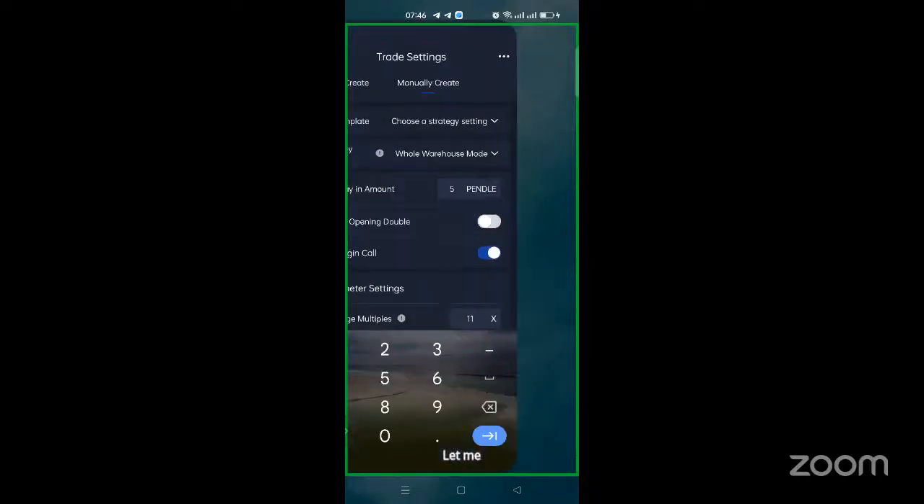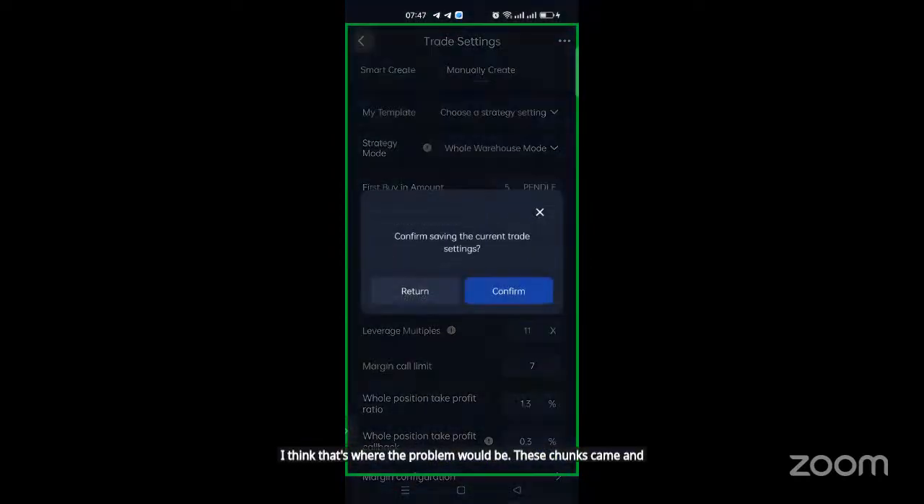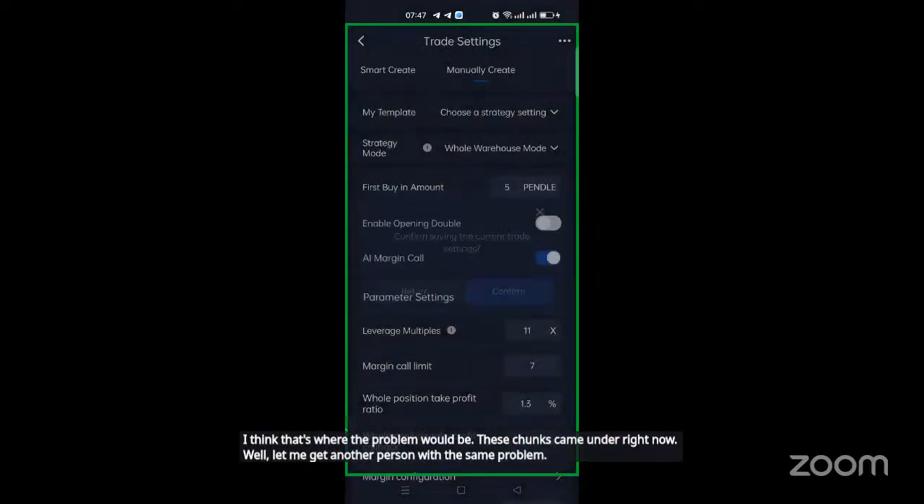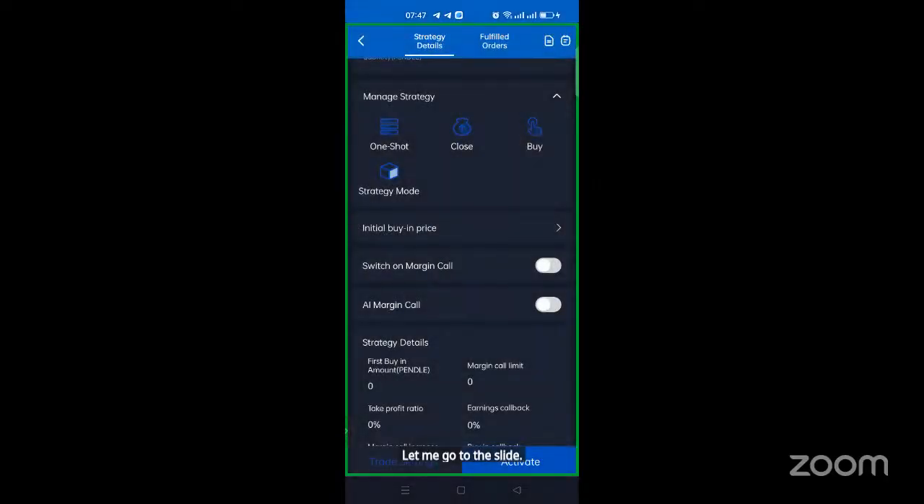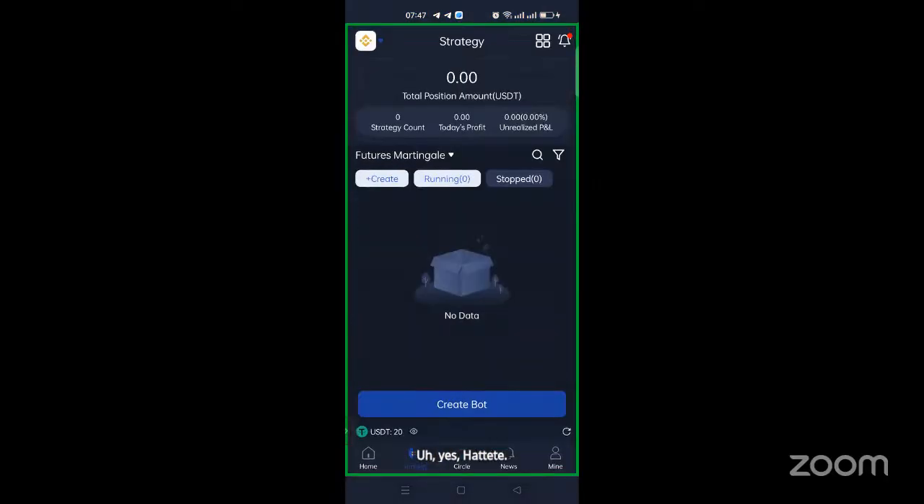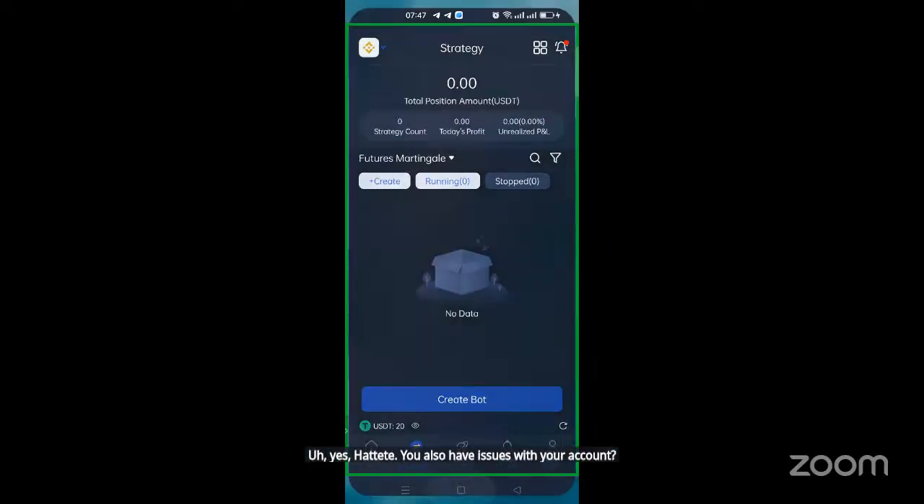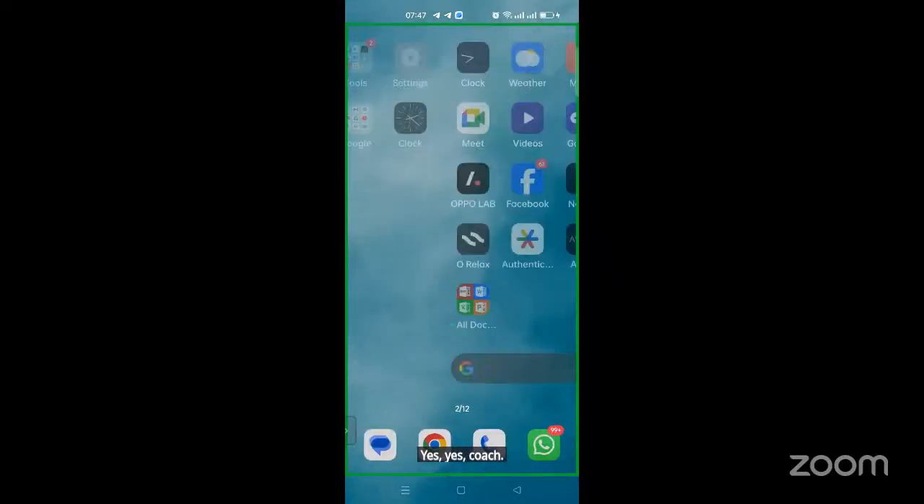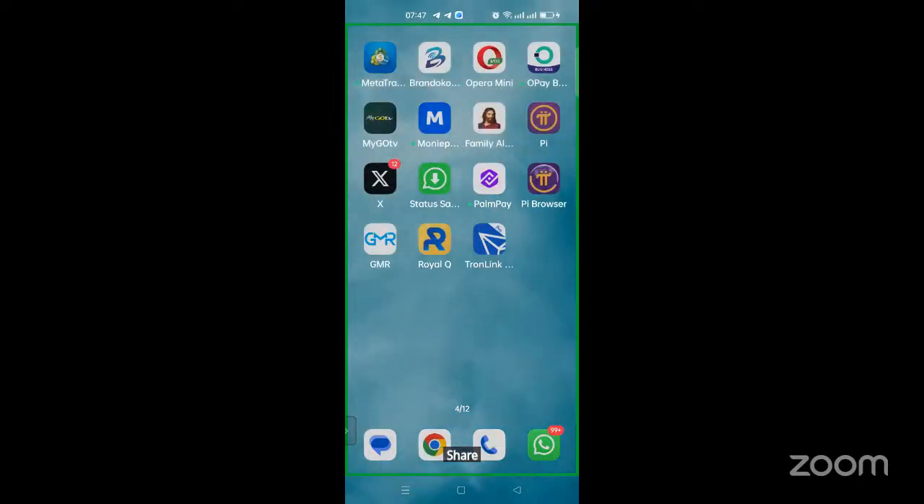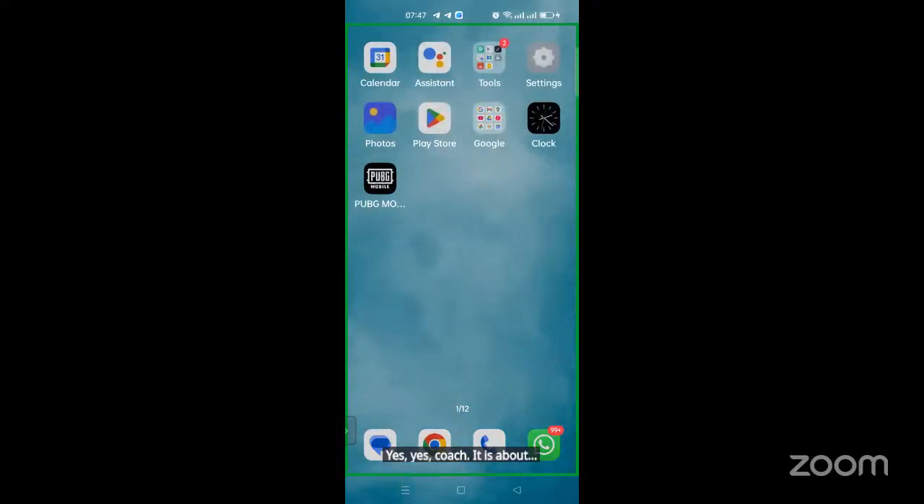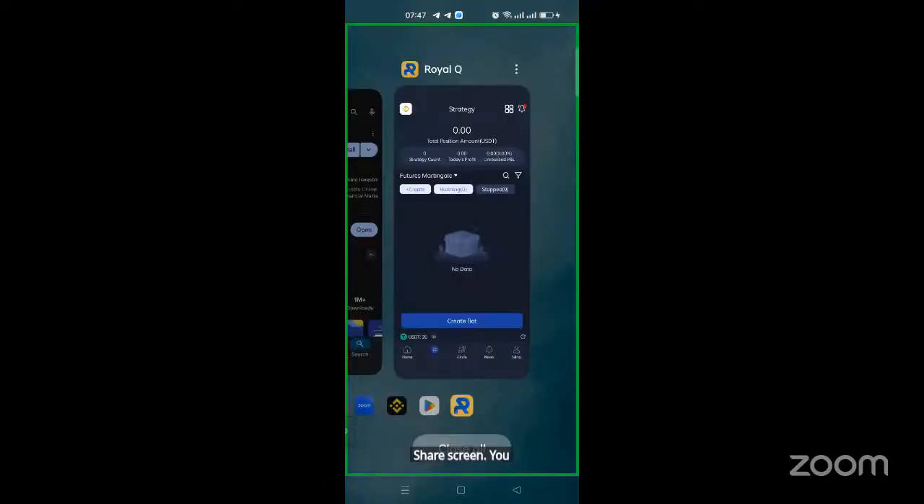Let me check the others. Those came and they ran away. Let me get another person with the same problem. Yes, Hatete, you also have issues with your account? Yes, coach. Share your screen. You don't know how to create a futures account?